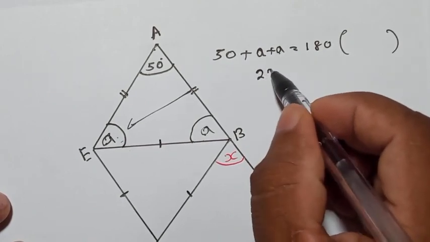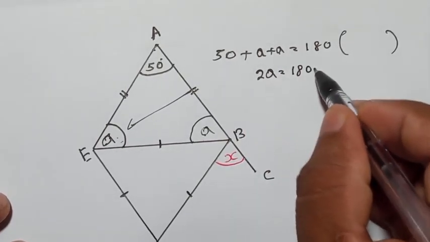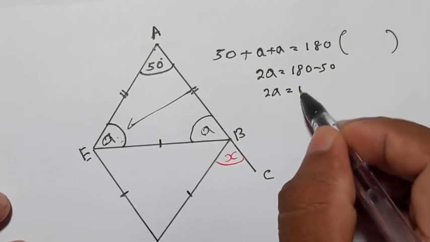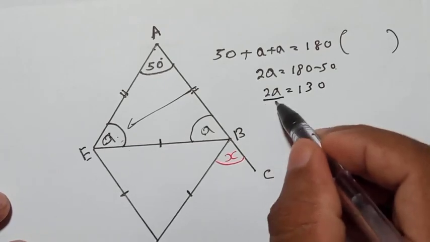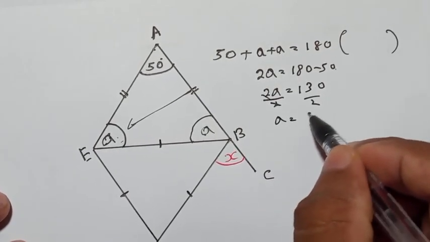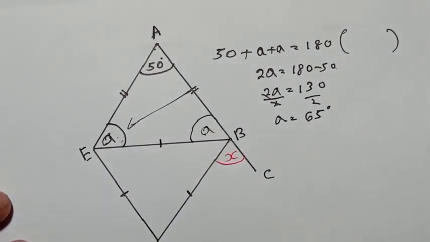I will do two steps together. A plus A means 2A. I will bring this 50 to here. So 180 minus 50. Here will be 2A equals 130, right? Then divide both sides by 2. So you will get A equals 65 degrees. Okay, now we got the value of A.